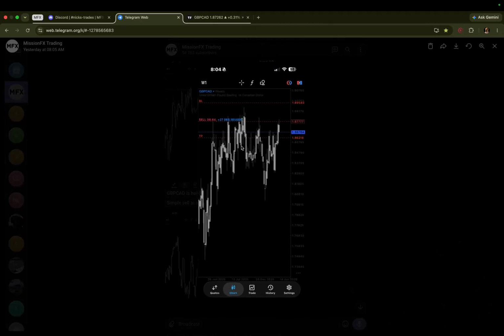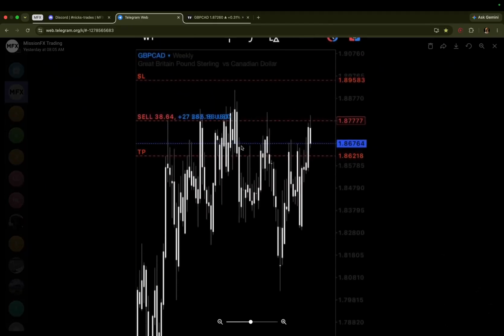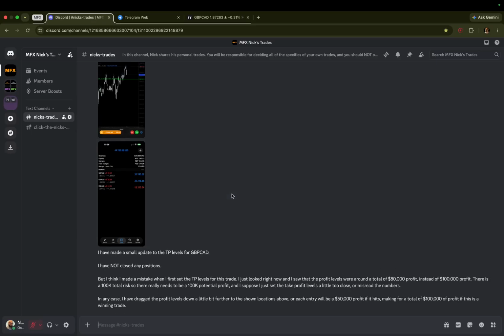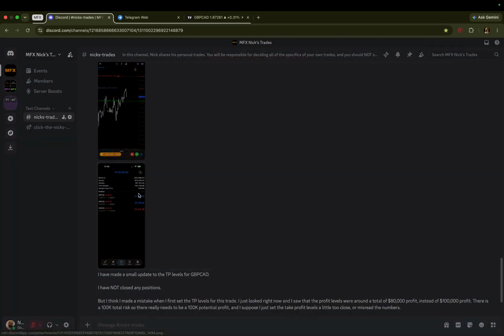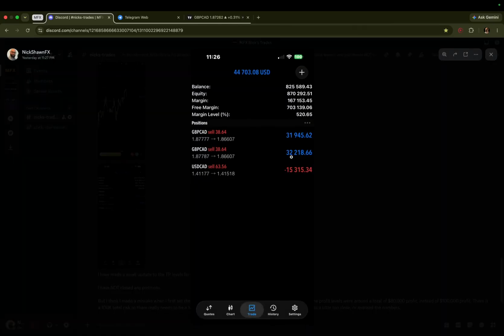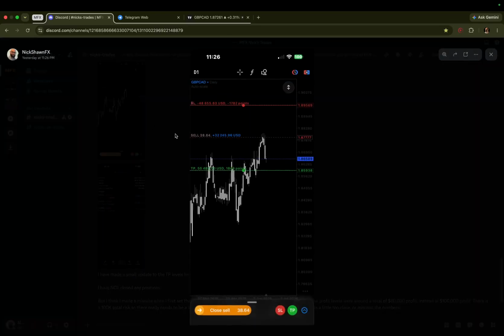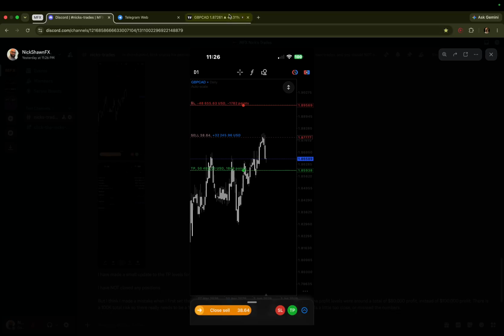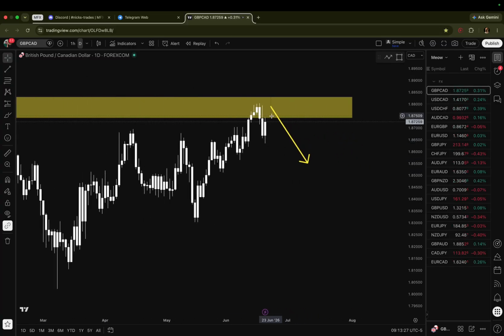So a lot of you guys know that I am short on GBP CAD right now. I still remain short. We actually almost hit the profit target yesterday in my private Discord group. This is what it looked like last night whenever we had GBP CAD in $60,000 of profit, on its way to the $100,000 profit target, which was down here. I'm still waiting for this to play out, but look at what's happened overnight. Prices just spiked all the way back up to here.